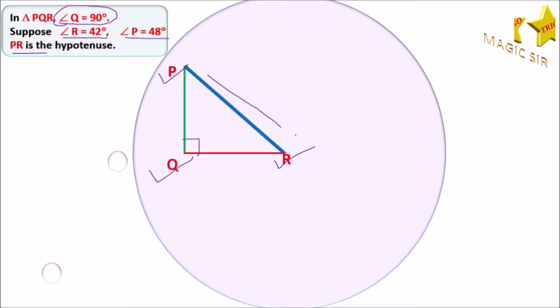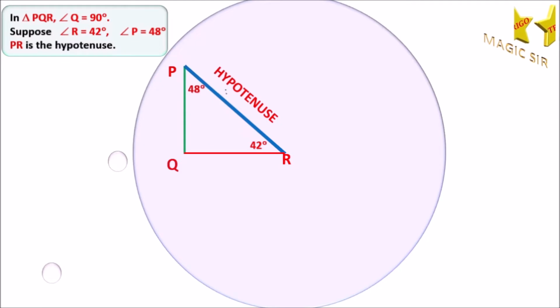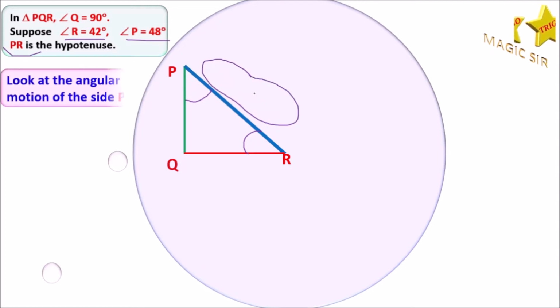Let us suppose angle R is equal to 42 degree and angle P is equal to 48 degree. The sum of the angle P and angle R is 48 plus 42, which is equal to 90 degree. Angle Q is equal to 90 degree. So PR is the hypotenuse.